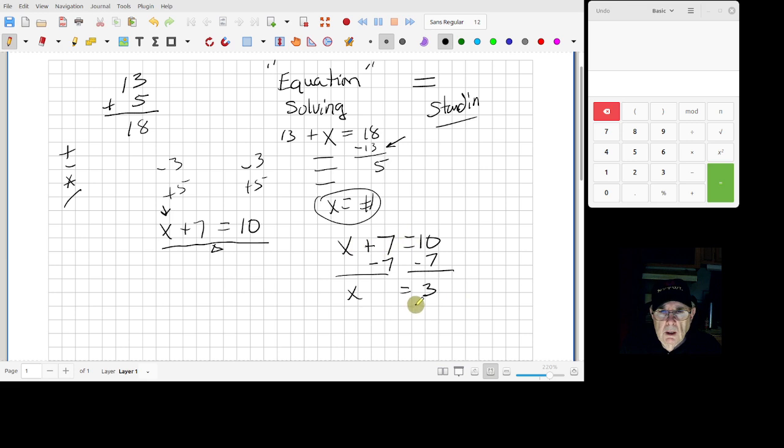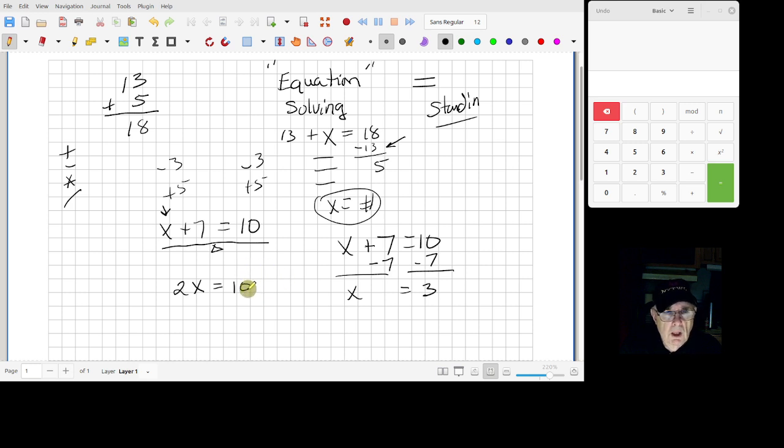All right, so that's the process. That's the magic that we call algebra. Basically doing the opposite operation. Here we were adding 7. Let's take another problem. Let's take 2 times some number equals 10.